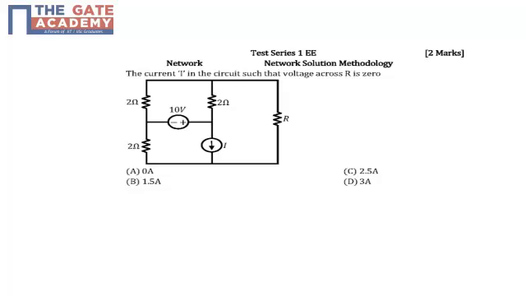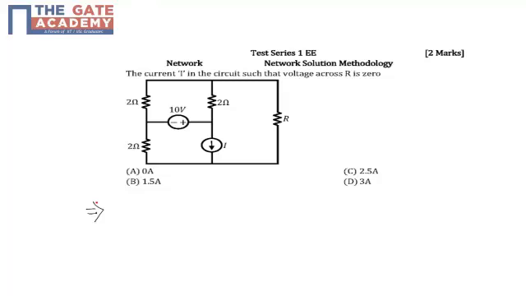Hello friends, this question is from the subject of network, in the topic of network solution methodology. It's a 2 marks question. The question says: find out the current I in a circuit such that voltage across R is 0. We need to find out the current I such that voltage across R is 0.